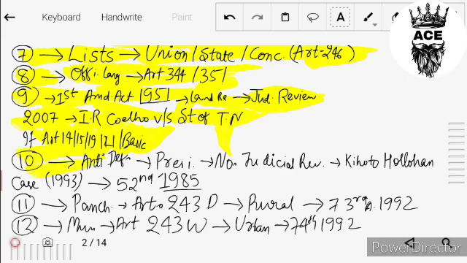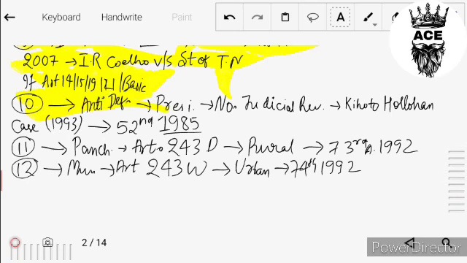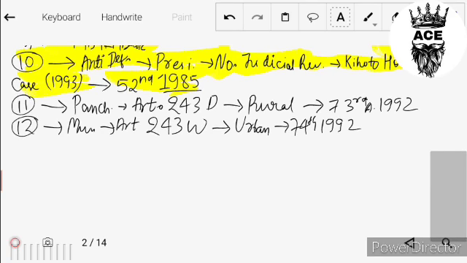The 10th Schedule deals with anti-defection, added by the 52nd Amendment Act 1985. Anti-defection means the presiding officer will initiate proceedings if members violate the rules. The rule is simple: members should go with the flow decided by their whole house, because there is a concept of swim together and sing together. No judicial review was there, but after the Kihoto Hollohan case 1993, it was introduced.